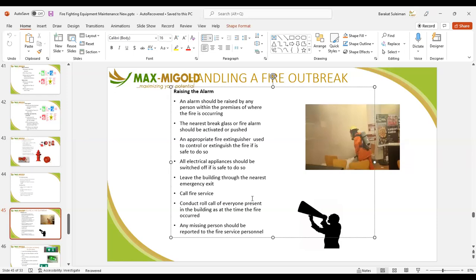So remember again that you need to call the fire service, 767 or 112 if you're in Lagos, 615 if you're in Ibadan, and the fire service guys will attend to you.